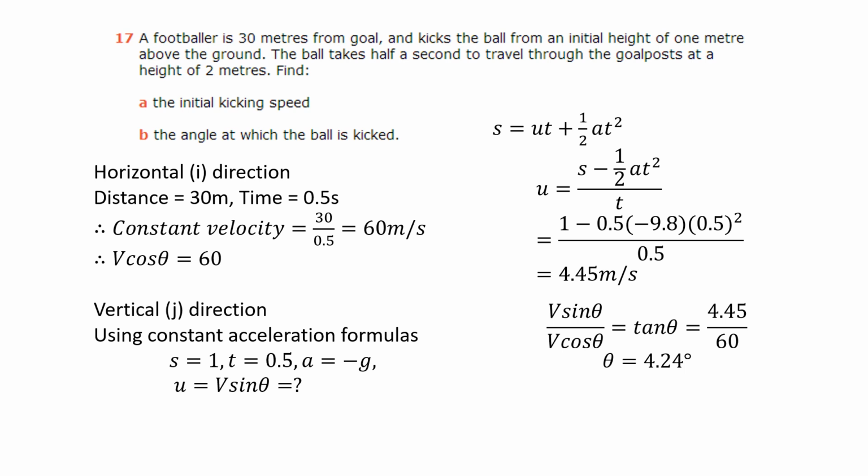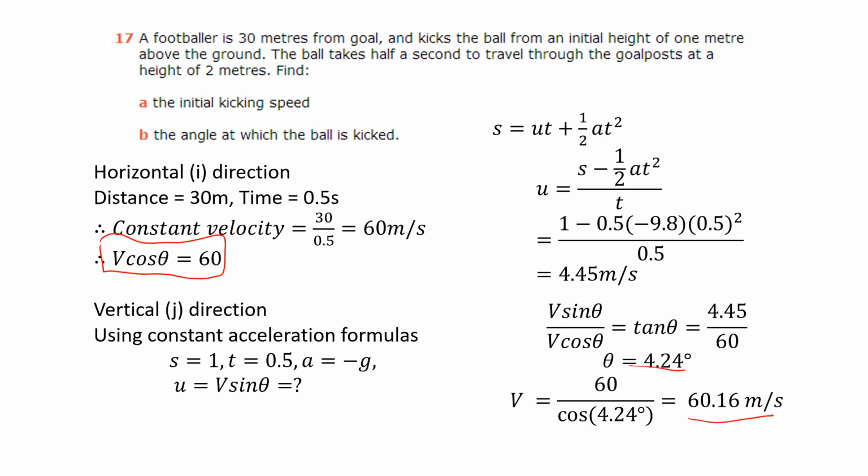Okay, what is the kicking speed? Obviously, we can go to the simpler of the two. I'm going to go to this one over here. Let's go to V cos theta, let me just grab my pen. V cos theta is equal to 60. Replace theta with 4.24 degrees, and divide it into 60, and we actually get the kicking speed as well.